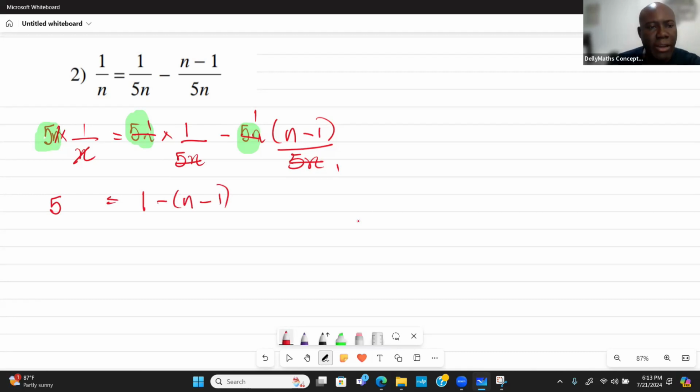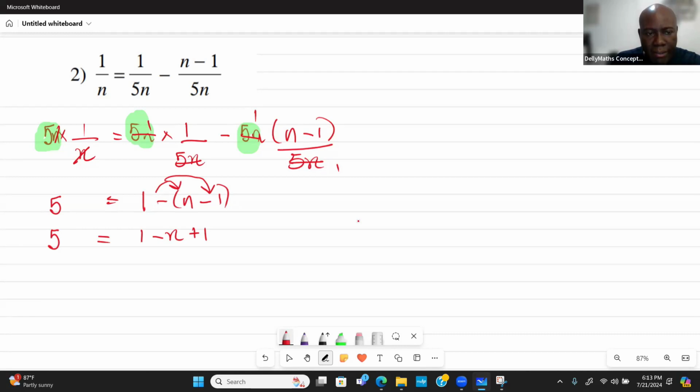And that is the aim: get rid of the denominator first. Let us clear this up. I'm left with 5 here. The 1 is still here, but I'm going to distribute this negative inside. Basically, it's like a negative 1. So negative 1 times n will become negative 1n. Negative 1 times negative 1 gives us a positive 1. So I basically distributed that negative sign inside the bracket.